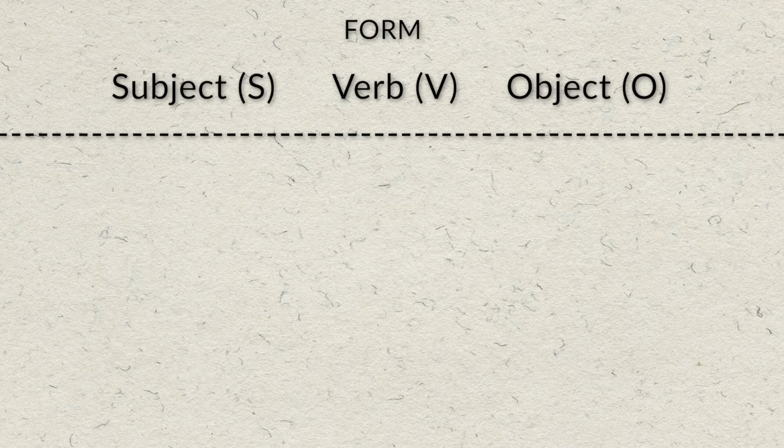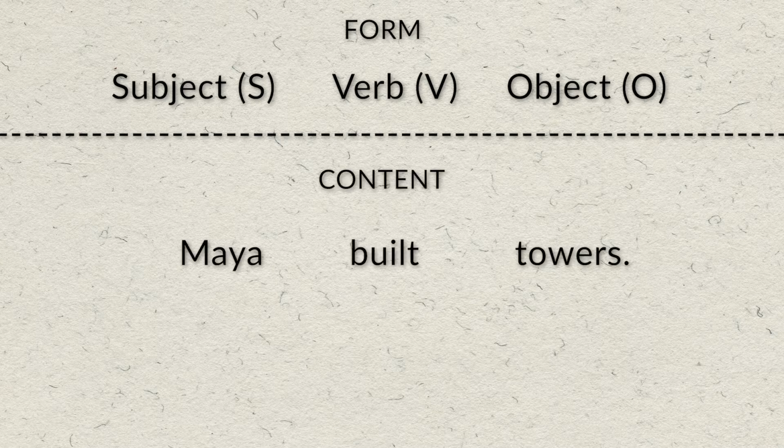Now, stay with me. Grammar is often a student's least favorite subject, and we're not going to focus on it. But here's a refresher. Your basic sentence has 3 parts: subject, verb, object. Most sentences, no matter how long, have this form. Let's look at a simple 3-word sentence. Maya built towers. Maya, who the sentence is about, is the subject.